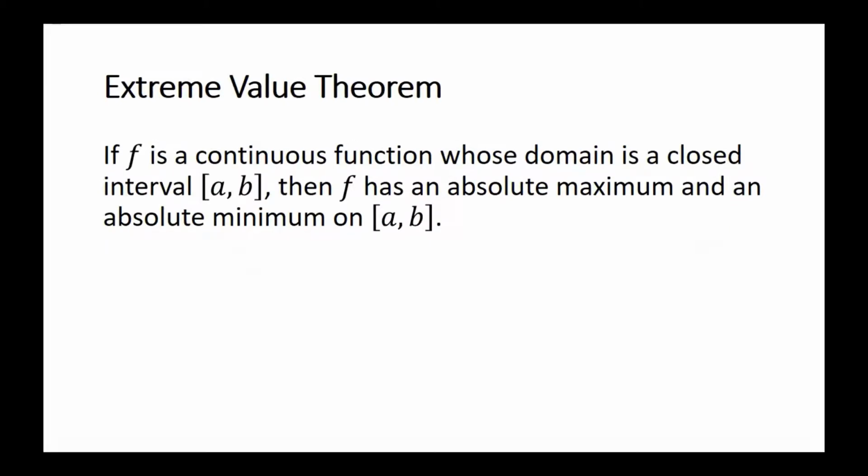Now, the extreme value theorem says if f is a continuous function whose domain is a closed interval from a to b inclusive, then f has an absolute maximum and an absolute minimum on that interval from a to b. So if you have a continuous function, which means it's not disjointed, it doesn't stop and start over some interval, then there's going to be an absolute maximum value and an absolute minimum value.